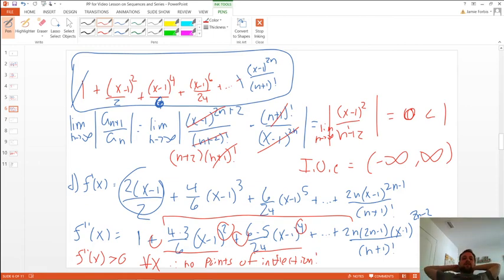Oof, looking at this is a mess, but I'm telling you, this is some hard stuff. Hopefully you're not going to get tested on, well, you might get tested on points of inflection, I don't know, but definitely not this part of it, the interval of convergence.